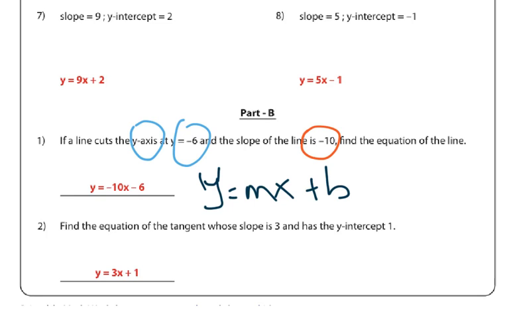Number 2 says find the equation of a tangent. A tangent is a line that hits, like if there were a circle here, and a tangent would come right on the edge of it. Find the equation of a tangent whose slope is 3 and has a y-intercept of 1. So that would be y equals 3x plus 1.